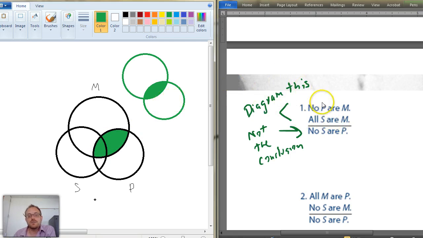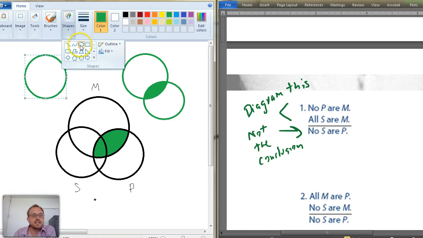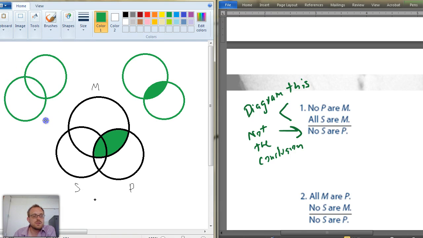Okay. Now let's diagram the second premise, which is all S are M. Okay. So it's going to look like this. I'm just doing this as a practice run. Sorry about that, guys. Okay, if all of the S's are M, and this is our S and this is our M, then that means we actually fill right here, right? Now, that means when I go over here to the diagram, I'm going to fill this spot, and I'm going to fill this spot, okay? I'm going to fill both of these spots.